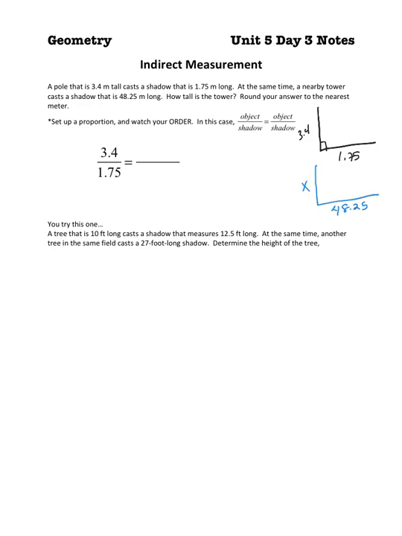So now that we have some drawings that may help us, let's look at our ratios. 3.4 to 1.75 is the same as x over 48.25. Object over shadow equals object over shadow. Cross multiply. 1.75x equals 164.05. Divide by 1.75. And x equals 93.7.